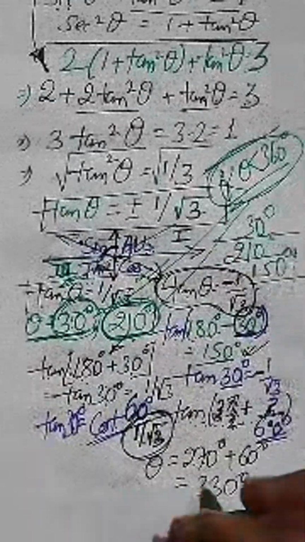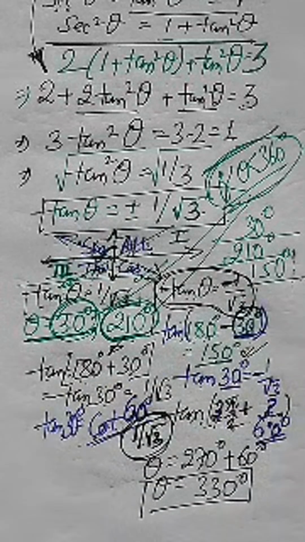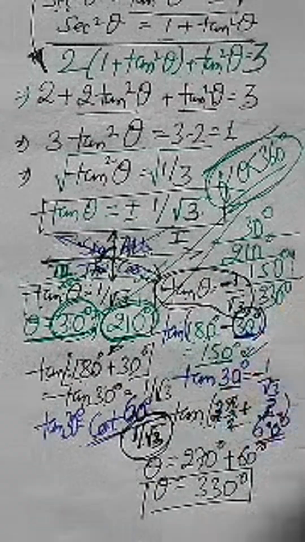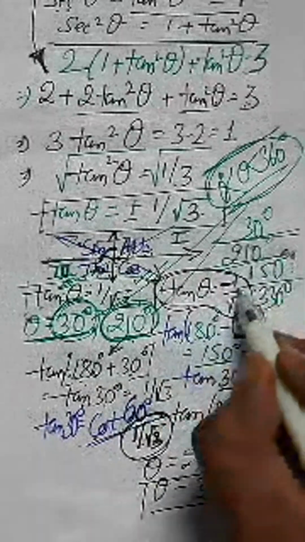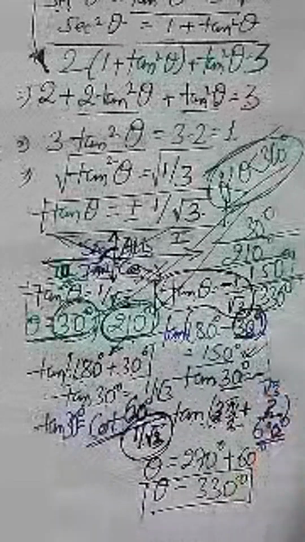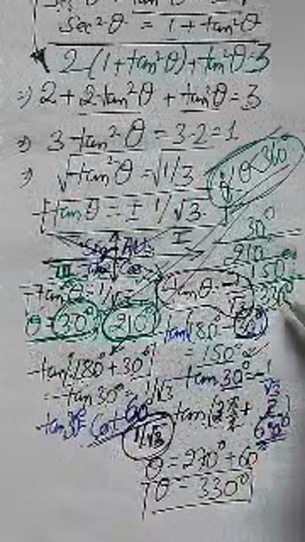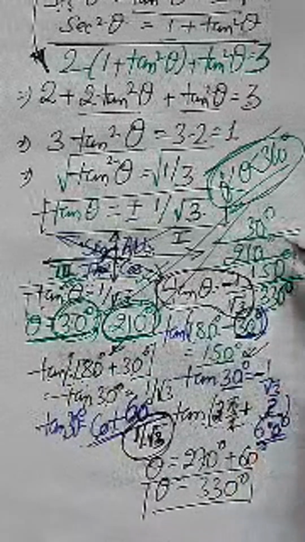So 330 degree is the fourth value which is arrived, right? So the fourth value is 330 degree. So we have four solutions for this equation, right? That is 30 degree, 210 degree, 150 degree and 330 degree. And if you write it sequentially, 30, 150, 210, 330.